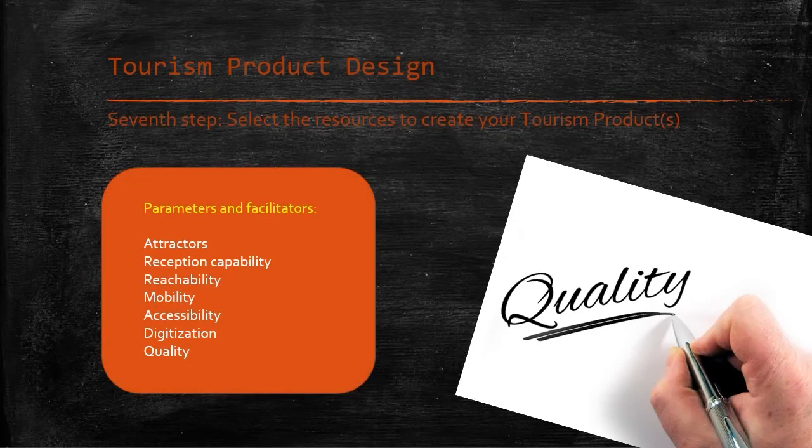7th step. Select the resources to create your tourism products. Resources can be selected according to some of the following parameters and facilitators: attractors, reception capability, reachability, mobility, accessibility, digitization. Resources can be selected on the basis of quality standards, certifications, brands.